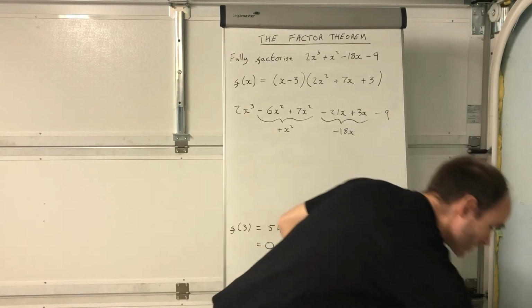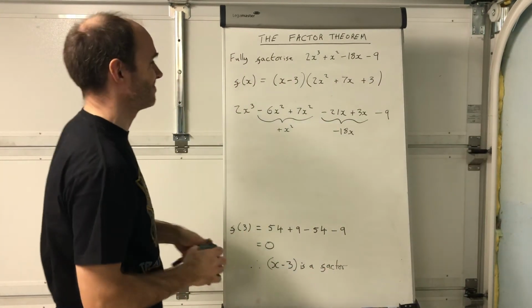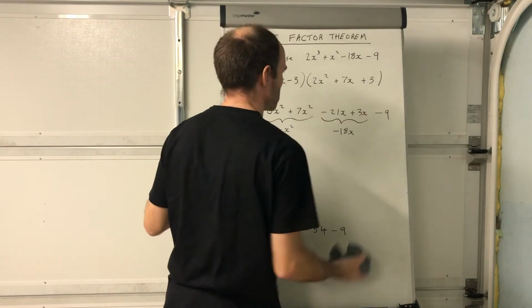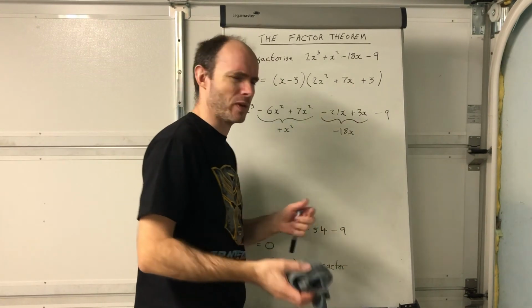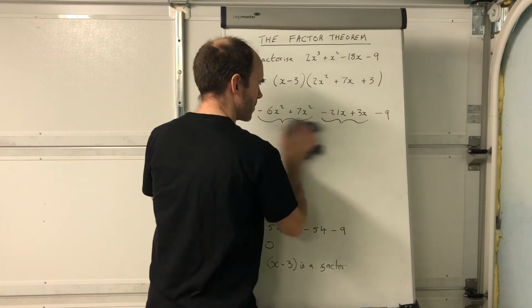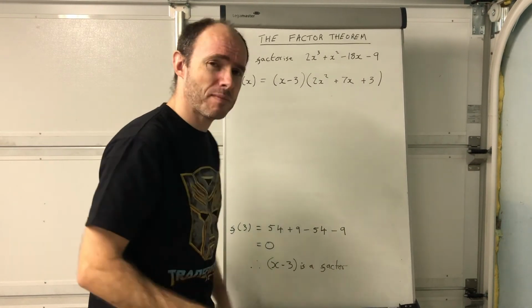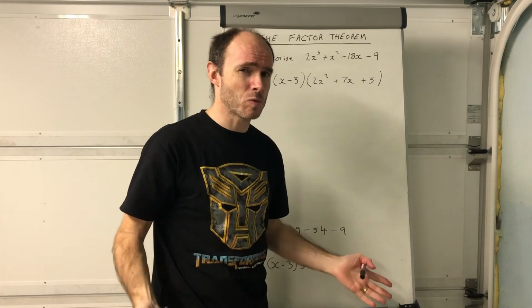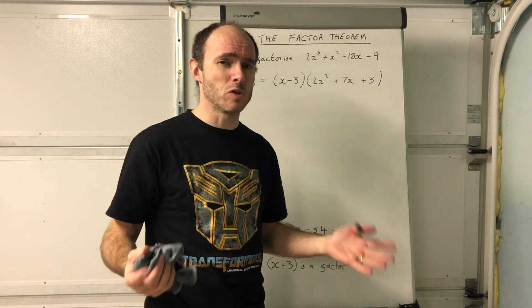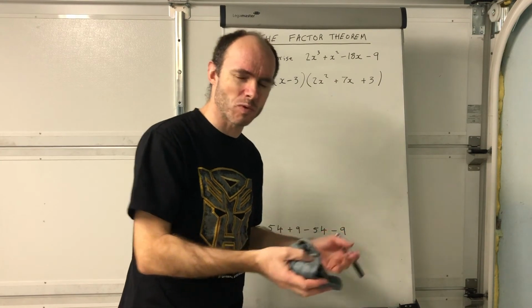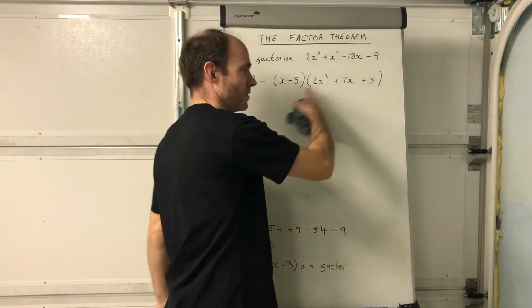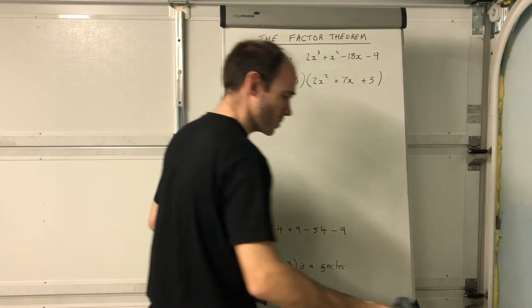Hopefully, if you use the long division method, then you got exactly the same. You got 2x squared plus 7x plus 3. If you didn't, you made a mistake, you'd have to do it again. Maybe some of you have become more comfortable with the inspection method now. Don't forget, in an exam, unless it says otherwise, you're free to use whatever method you want. So if you want to use long division, go ahead and do that if you're more comfortable with it. Whereas if you want to use the inspection method, then you can do that as well.